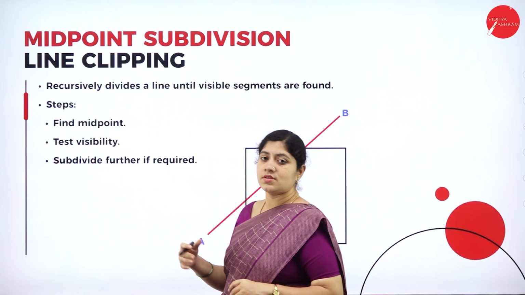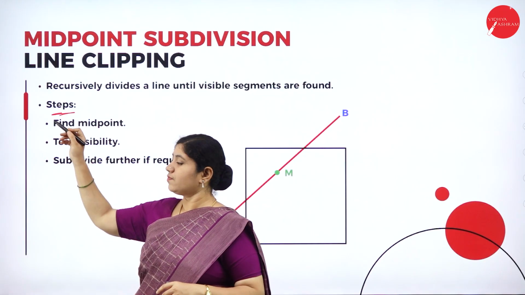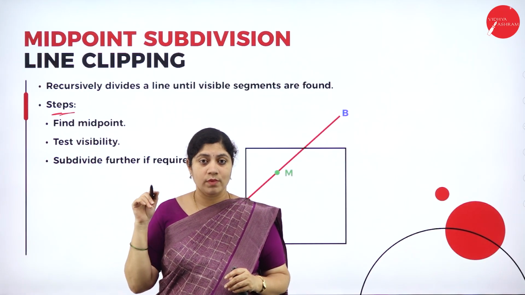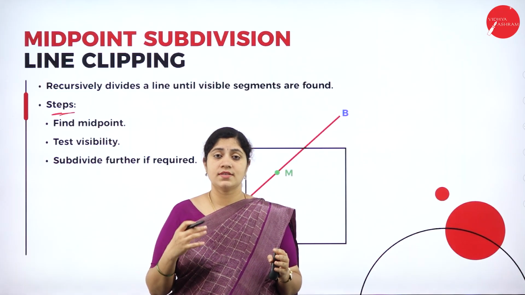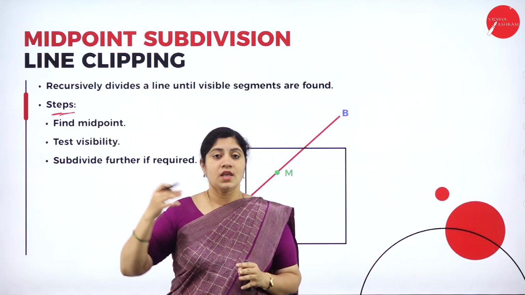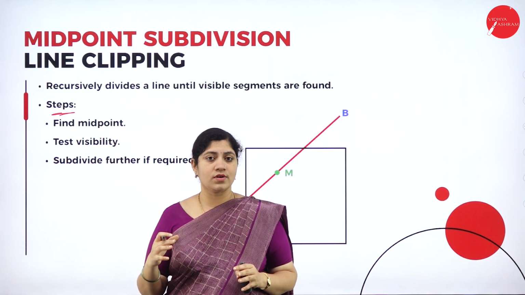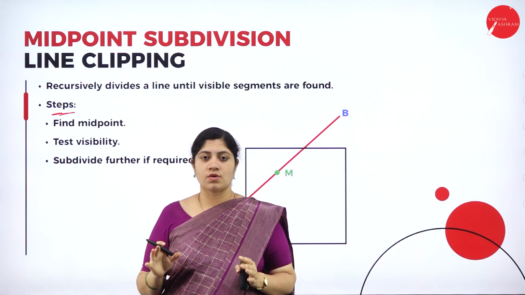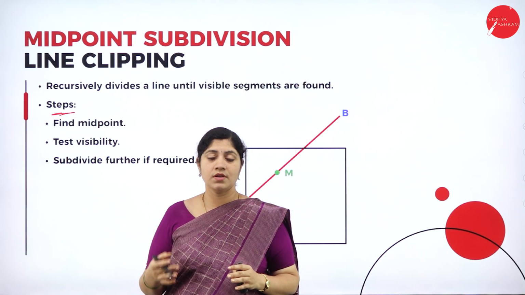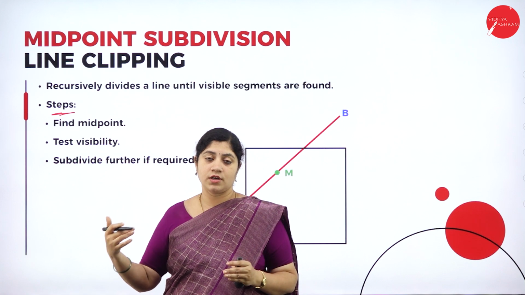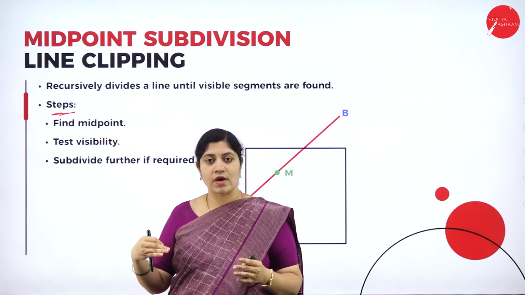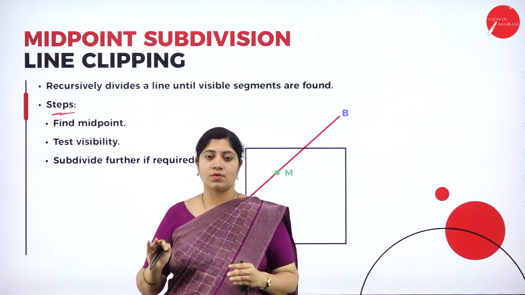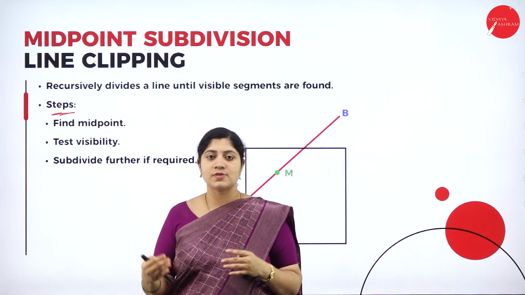Now let's see the steps followed under this. First, we find the midpoint of that object. Then test the visibility, whether the object or image is visible properly or not. If it is visible, we can stop there. But if it is not visible, we continue the same way: finding the midpoint, subdividing, and again checking whether the portion is visible or not. In this way, the steps will follow.